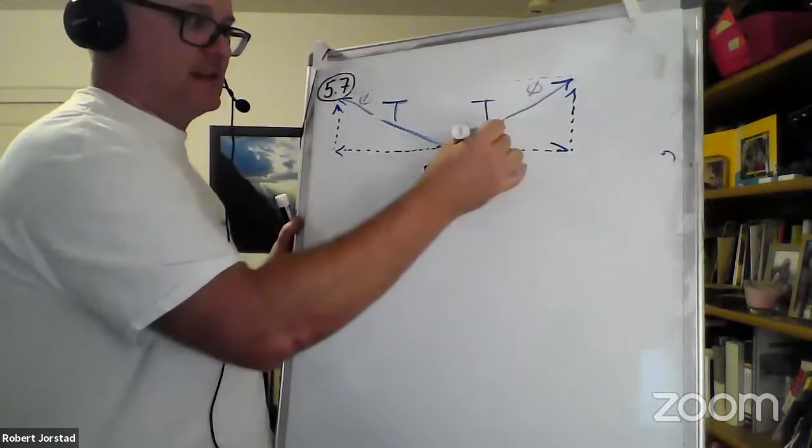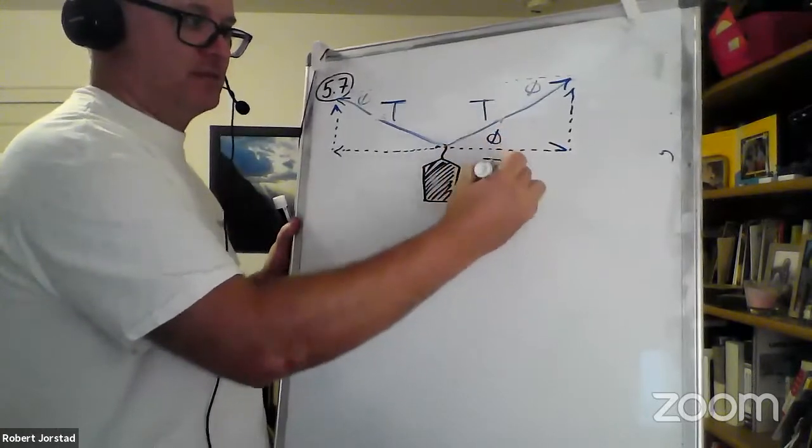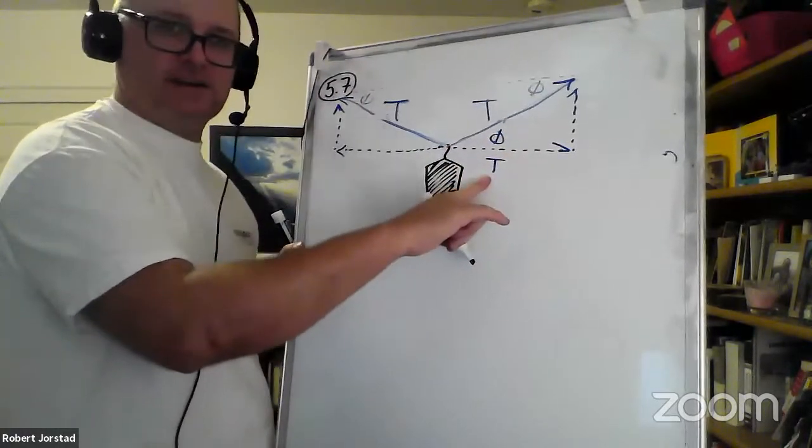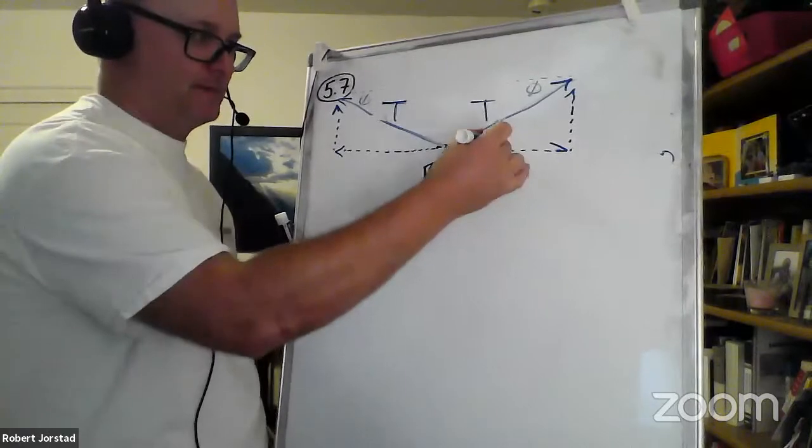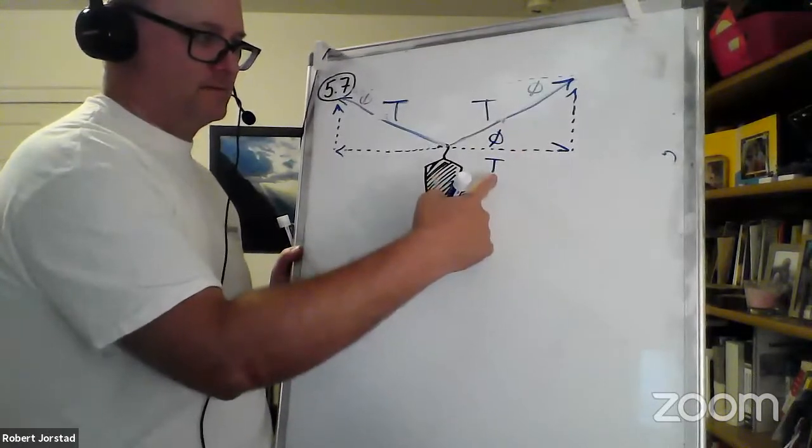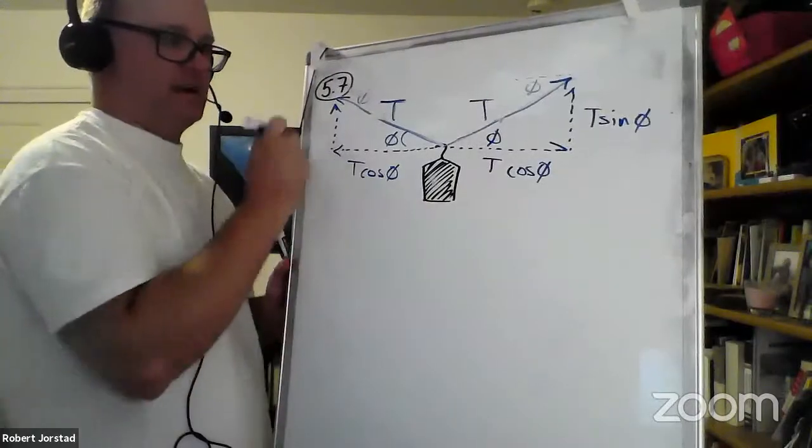If this angle's phi, this would be phi. This side should be T what? Cosine or T sine of phi? Cosine? Looks good. It's adjacent. And that's T sine up there.